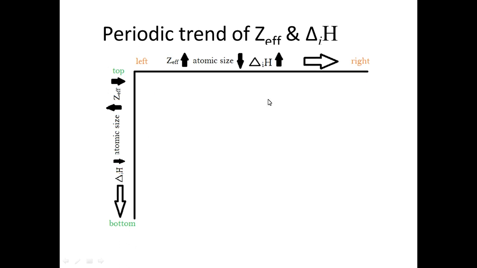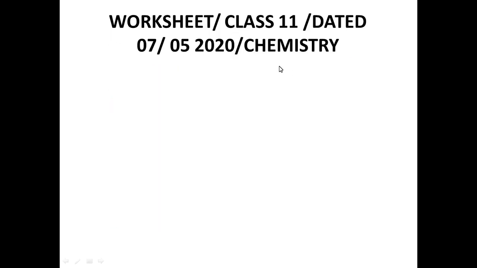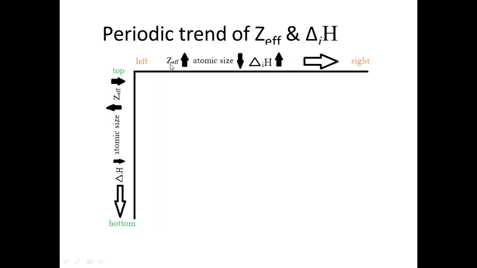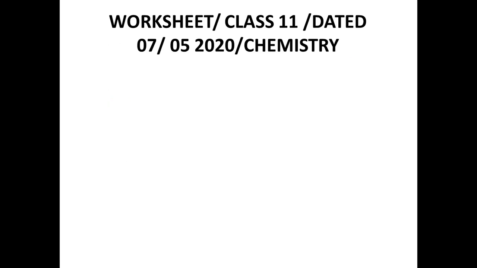And because of that, as you know, the ionization enthalpy is directly proportional to Z effective. So as the Z effective increases, ionization enthalpy will also increase. As the Z effective decreases, ionization enthalpy will also decrease. So this is a common periodic trend about effective nuclear charge and ionization enthalpy. This is all for today's lecture. Tomorrow I will continue with the remaining periodic trends.